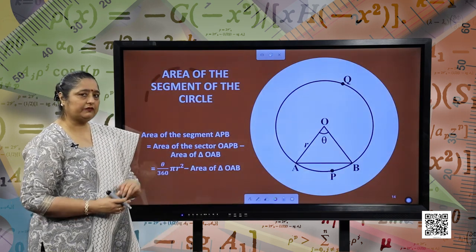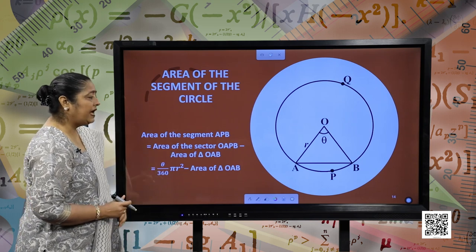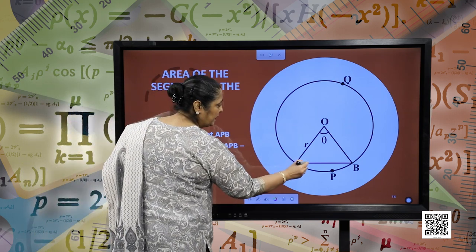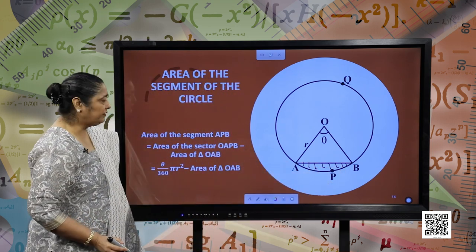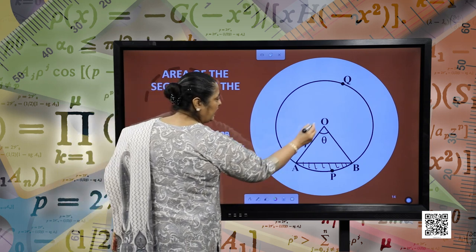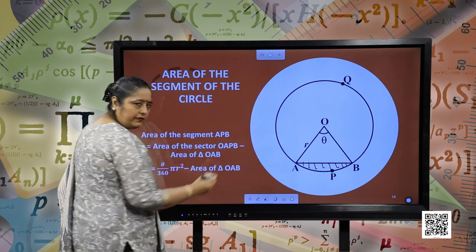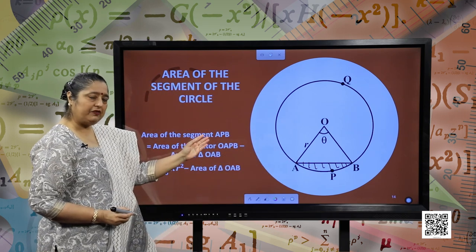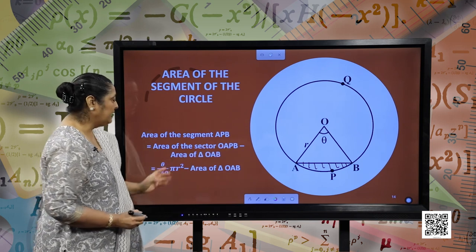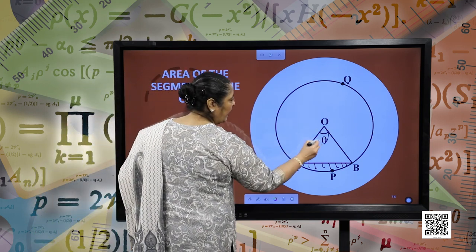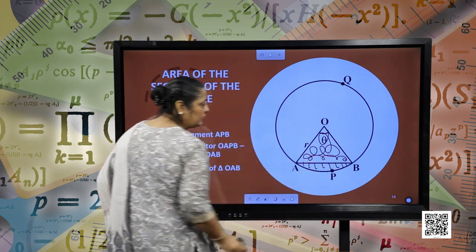Area of the segment of the circle. We are going to start with the area of the segment APB. So, the area of the sector, this is AOB. This is the sector. So, the area of the segment APB will be the area of the sector OAPB minus the area of this triangle. This is the triangle.